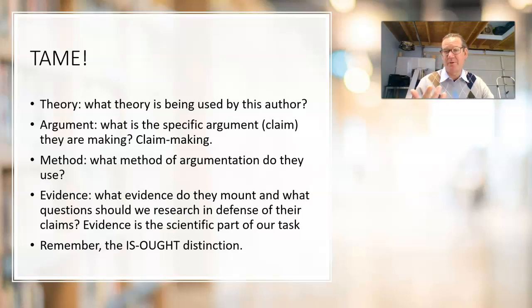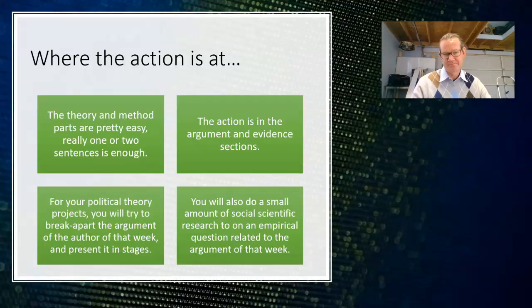And this is what we would call the is-ought distinction. Remember, is is science. We use the tools of science. It's empirical claims about how the world really works. And ought is, what ought we to do? So where's the action at? The theory and method parts are pretty easy. It's usually one or two sentences, right? The action is in the argument and evidence section.